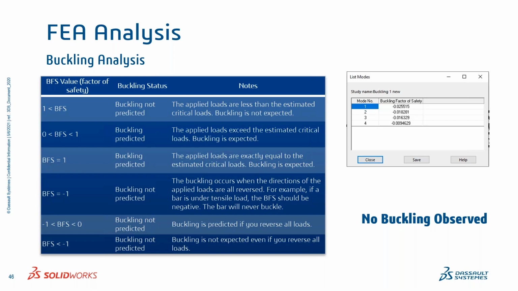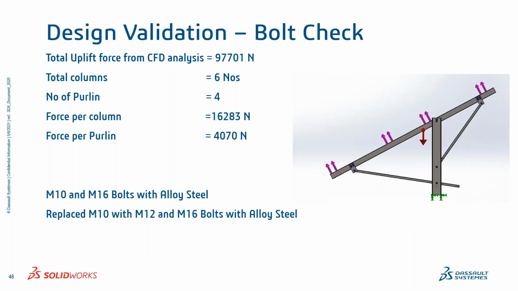Along with buckling analysis, we also have various vibrations, natural frequency, response spectrum, and earthquake simulation. Everything can be done by making use of our finite element analysis solver. And moving forward, I was talking about the bolt strength, especially at the foundations. Let's say, for example, from the CFD analysis, we have understood that there is a total of 97 kilonewton load coming on each of these columns and purlins.